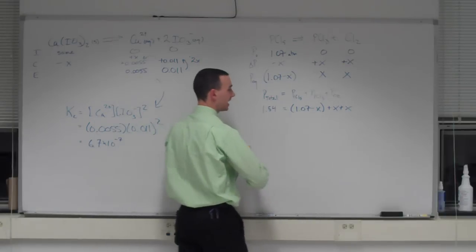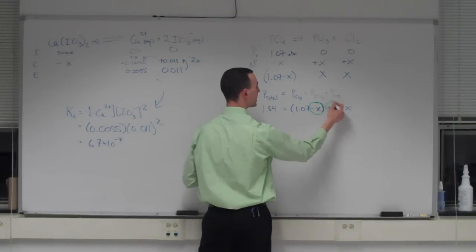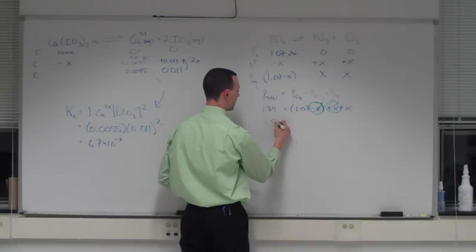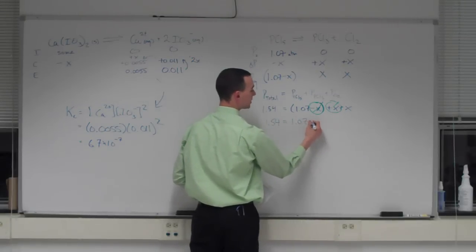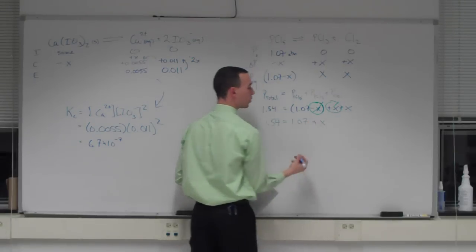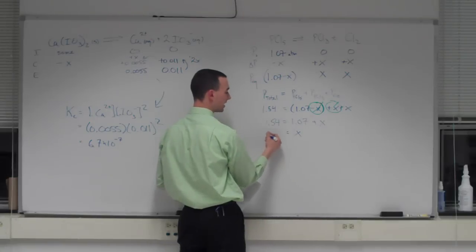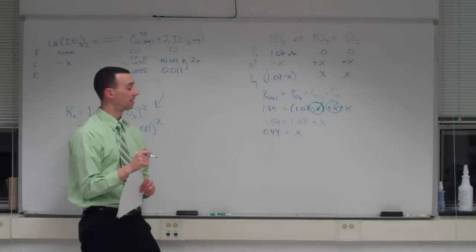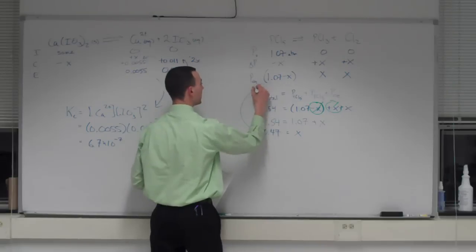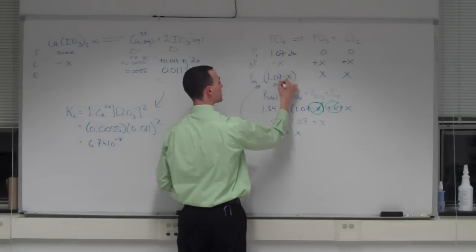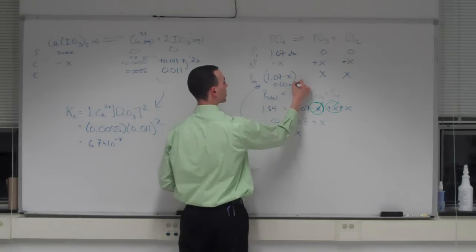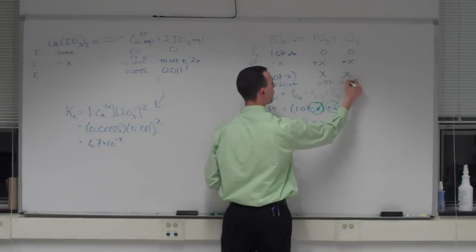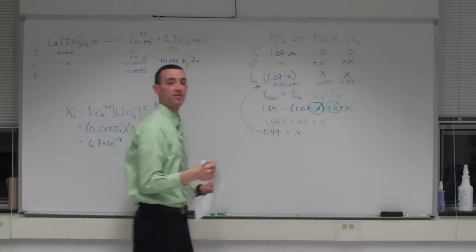This minus x here and this plus x would cancel out, and we'll actually be left with 1.54 equals 1.07 plus one more unit of x. So x is 0.47. You can bring that back up here now and actually get numbers. This will be 0.60 atmospheres, and each of these would be 0.47 atmospheres.